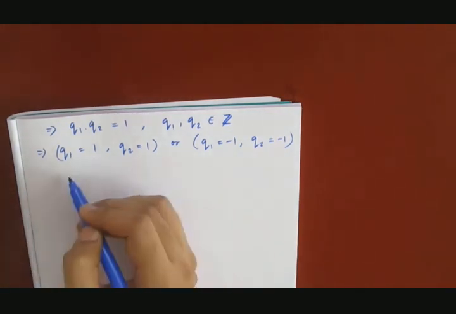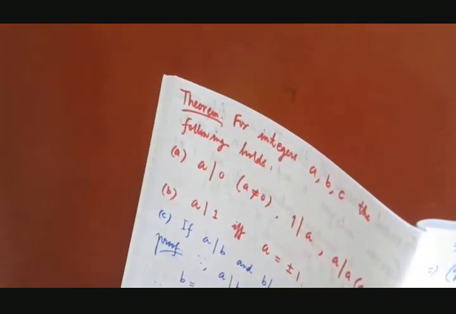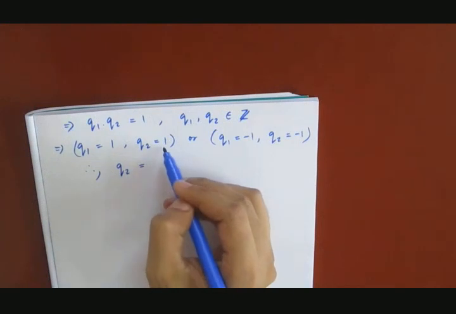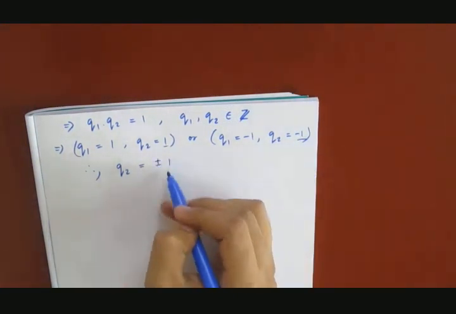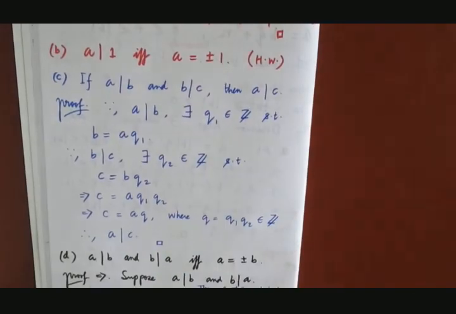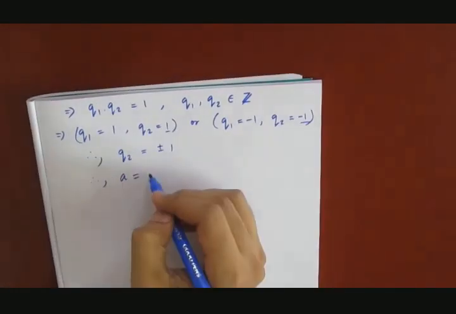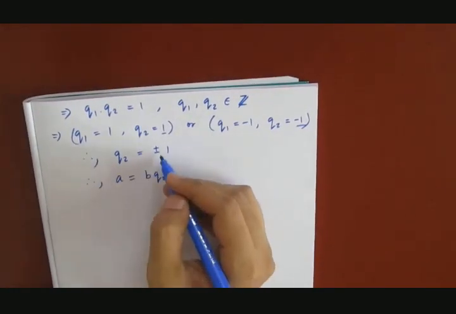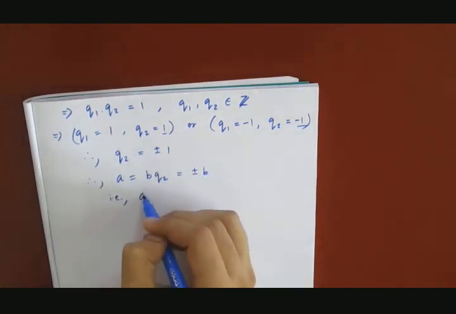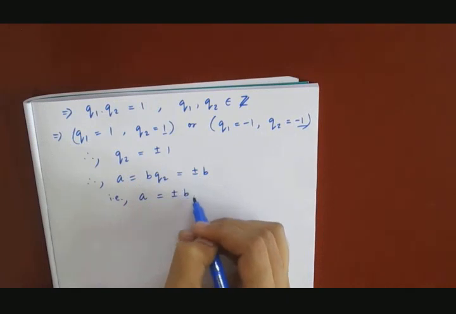Okay, so from here, what is the value of B? B is Q2. I'm just interested in the values of Q2. What are the possible values of Q2? Either 1 or minus 1, so plus or minus 1. Therefore A, what was A? A was BQ2, but Q2 is plus or minus 1, so this implies A is plus or minus B. So I have proved that A is plus or minus B.